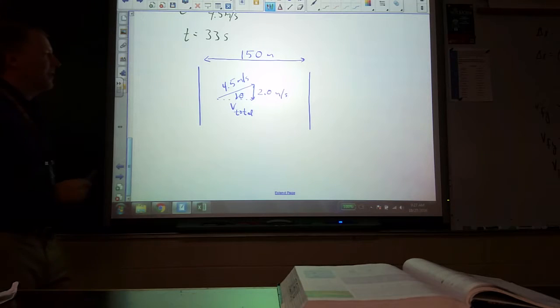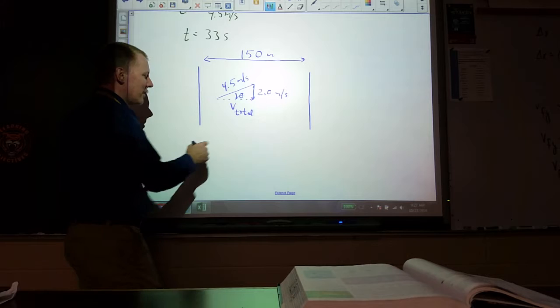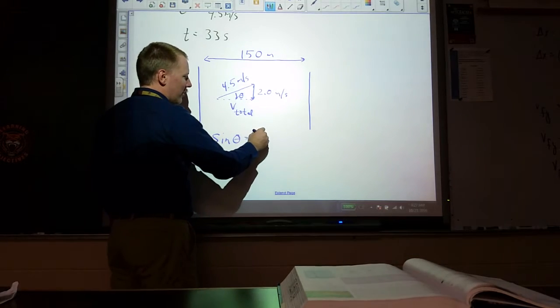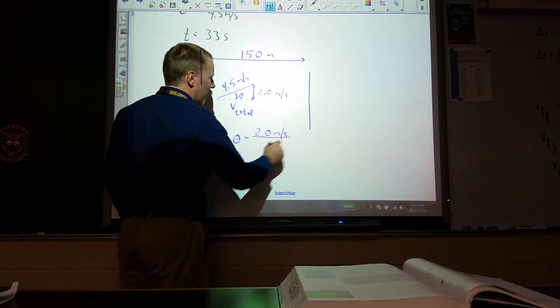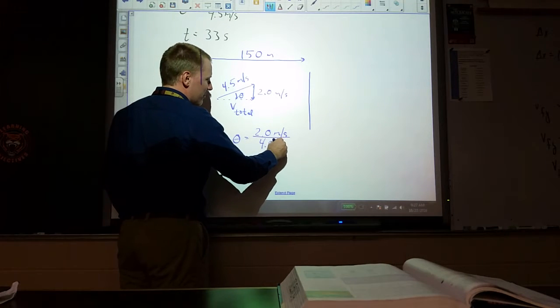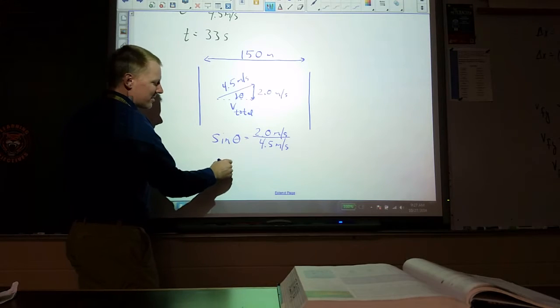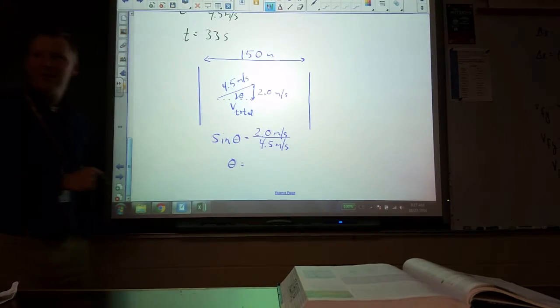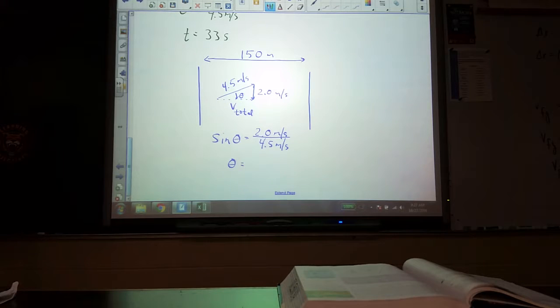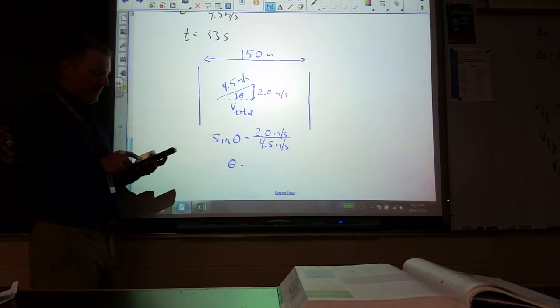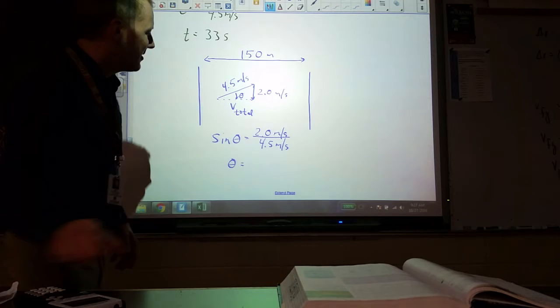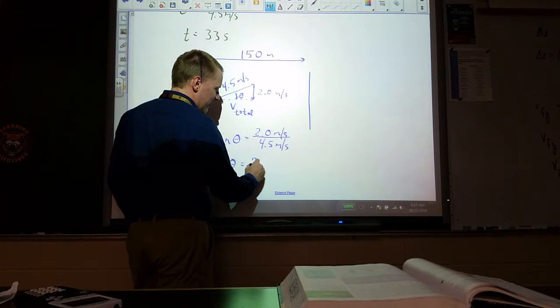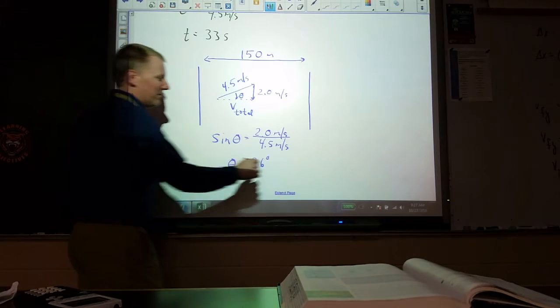Inverse sine. We have the opposite and the hypotenuse. We can just use the sine. So we know that the sine of theta is equal to our opposite, 2.0 meters per second, over our hypotenuse, 4.5 meters per second. So the inverse sine of this is going to give us our angle. How much? 26.38, so about 26 degrees upstream.